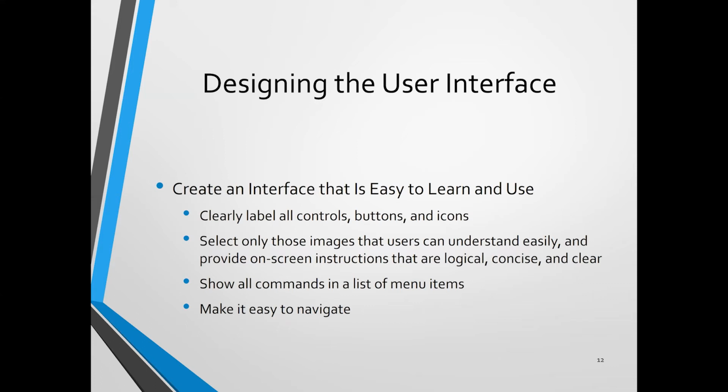The next one we talk about is an interface that is easy to learn and easy to use. That means all the buttons, all the things and all the icons that you have must be clearly labeled. So controls, buttons and icons must be clearly labeled, and select only the images that users can understand easily, as I told you earlier, and provide on-screen instructions that are logical, concise, and clear. Why do you have to do that?